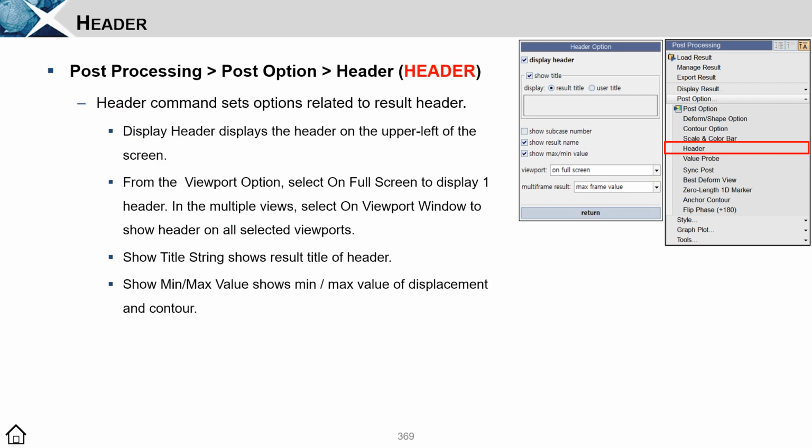Header command sets options related to result header. The Display Header option displays the header on the upper left of the screen. From the Viewport option, select full screen to display one header. In the multiple views, select Viewport window to show the header on all selected viewports. Show Title String shows result title of header. Show Min-Max Value shows min-max value of displacement and contour.